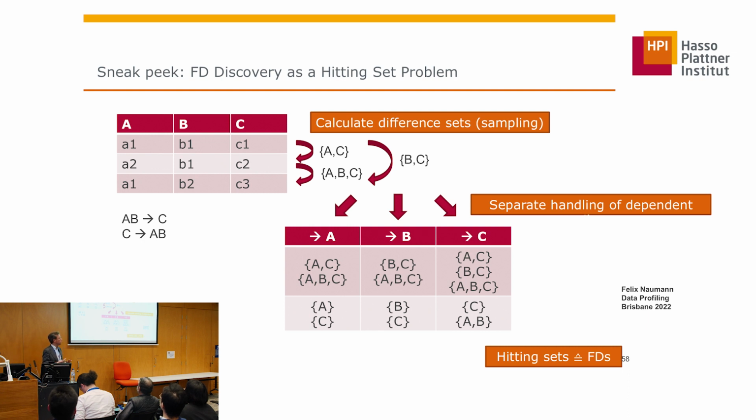So all the work that we need to do is create those difference sets. We can do that based on a sample. And then we run the hitting set algorithm, and that solution will then point us to the samples that we have missed, and then we can continue a little bit of sampling, and we're very, very fast.